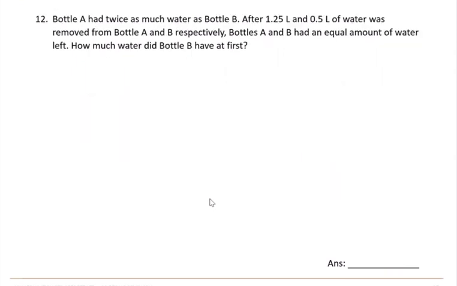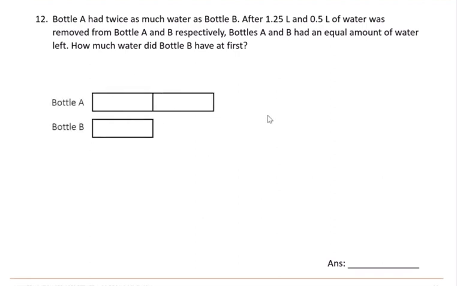Question 12. Bottle A has twice as much water as bottle B. After 1.25 liter and 0.5 liter of water was removed from A and B respectively, both bottles A and B got equal amount. It's the same as what you did for question 11. So how much water did bottle B have at first? What I'm going to do is draw A twice, 2 units, B just 1. And I'm going to remove 1.25 liter from A and 0.5 from B.